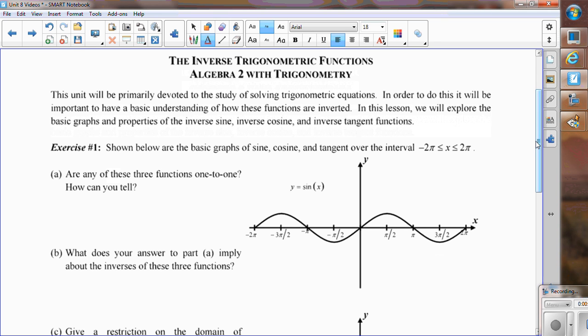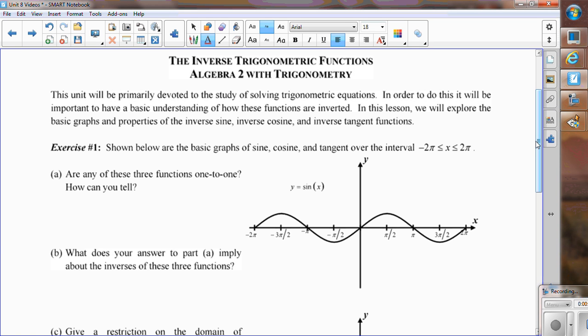Now, inverse trig is what we've been doing all along. We've been taking the inverse, taking the inverse, taking the inverse. But what exactly is going on when you take the inverse? So the first thing we have to do is go back to our discussion on inverse functions. An inverse function is a function that has had its x and y switched. That is just our basics.